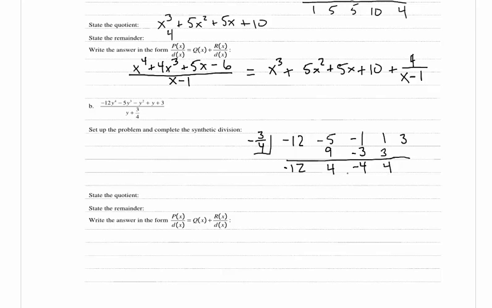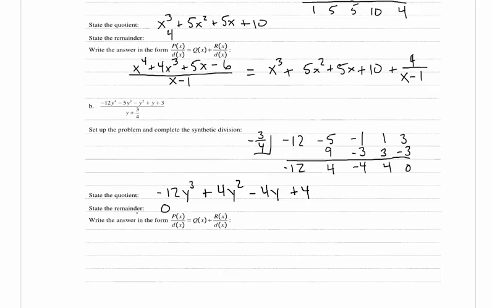Negative 3/4 times positive 4 is negative 3. And 3 plus negative 3 is 0. So we have a remainder of 0. And this positive 4 has 0 factors of y. And then we have 1 factor of y, 2 factors of y, 3 factors of y. So our quotient is going to be negative 12 y cubed plus 4y squared minus 4y plus 4.